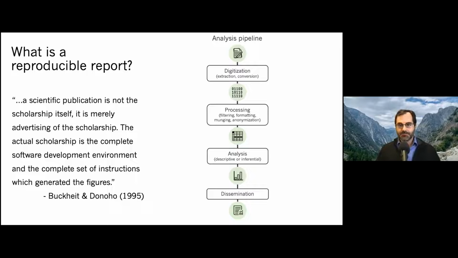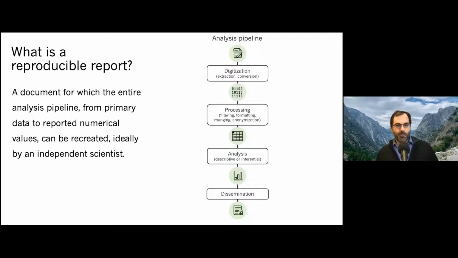So a reproducible report is a document for which the entire analysis pipeline from primary data all the way to reported numerical values can be recreated by an independent scientist. So that's the proposed policy intervention here, is that we teach and promote and maybe in some cases even require a reproducible report workflow.